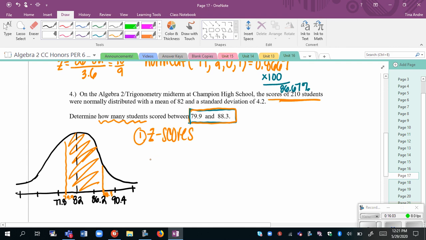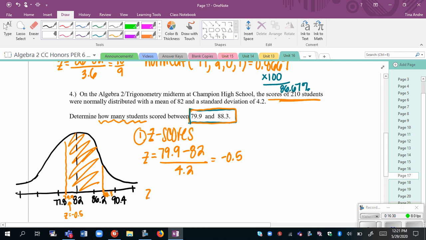So my first one here, I'll do the 79.9. So z equals 79.9 minus the average, 82, over the standard deviation, 4.2. So this gives me negative 0.5. That means it's exactly halfway between a z-score of 0 and negative 1, which makes perfect sense. So this is z equals negative 0.5.